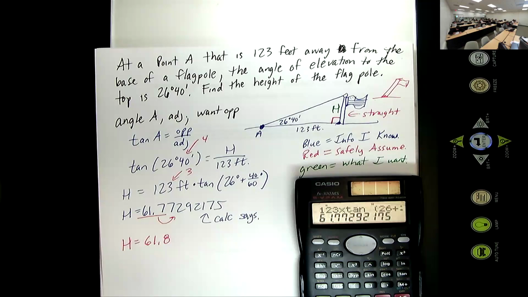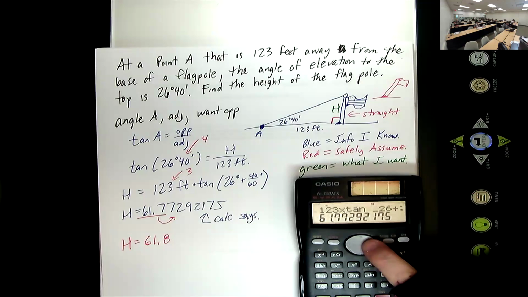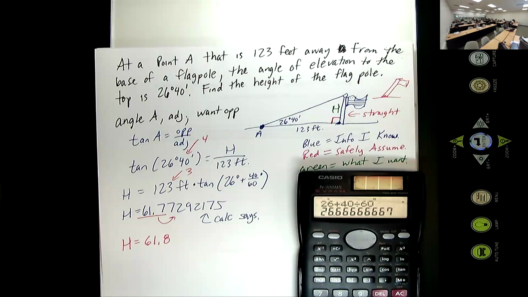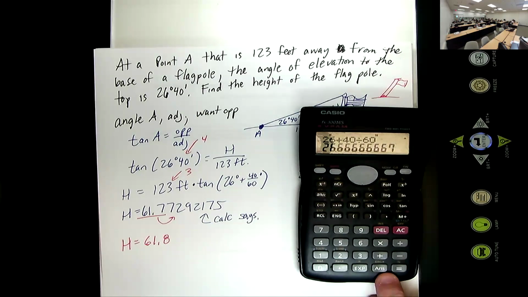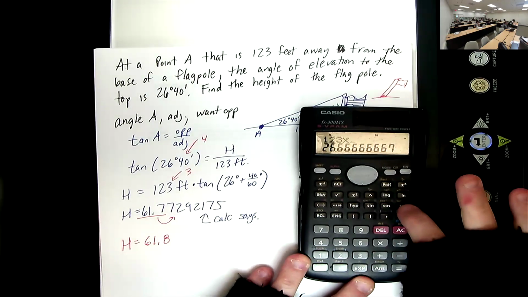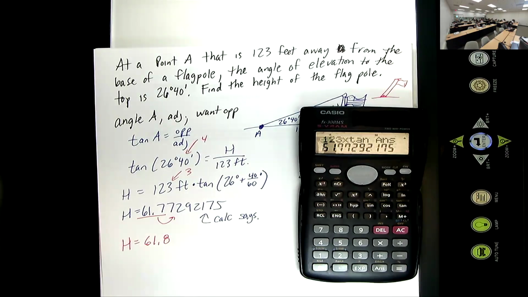How'd you plug the minutes into the calculator? I did 40 divided by 60, which is like 0.666 repeating. So if you don't have the parentheses, you can do this: 26 plus 40 divided by 60. Most calculators have an answer key somewhere on it. I could say 123 times tangent of answer, and that will also give me the same value.